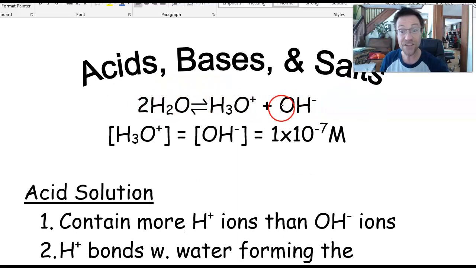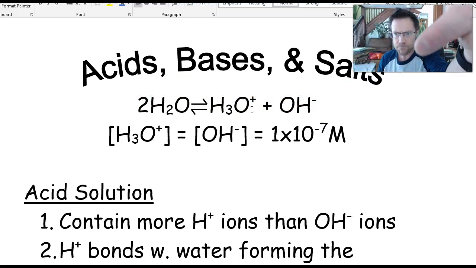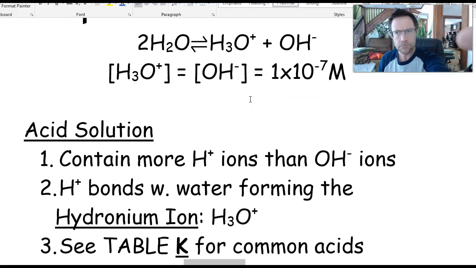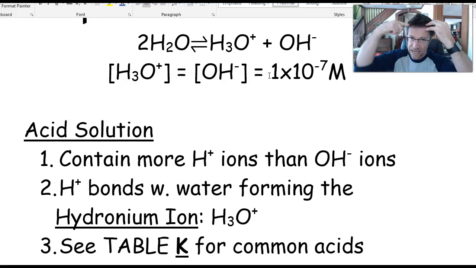You should write out this equation right there, because that equation down there, that one, you're going to need to know. You'll see it again and again. And same with that concentration thing underneath. The concentration of hydronium is equal to the concentration of hydroxide. It's always 1 times 10 to the minus 7. You're going to need to have that memorized in your brain.